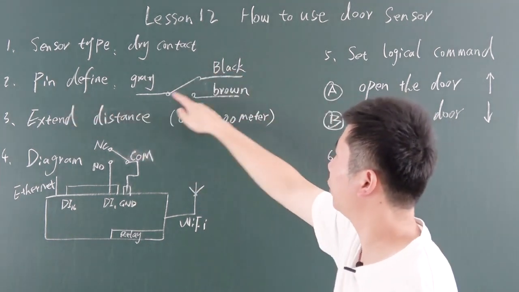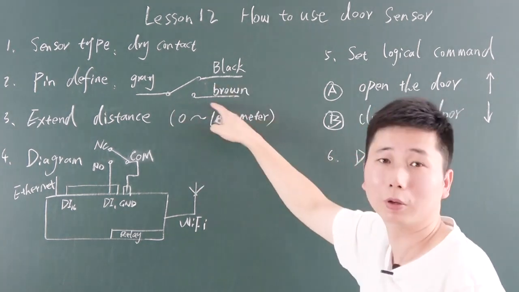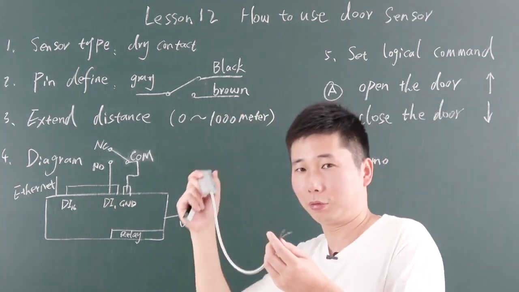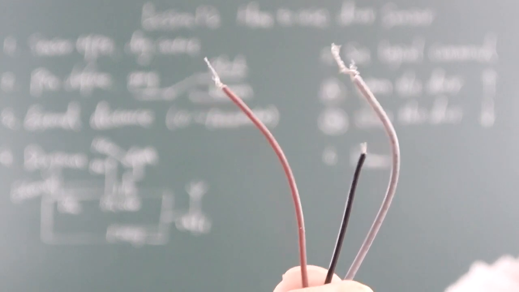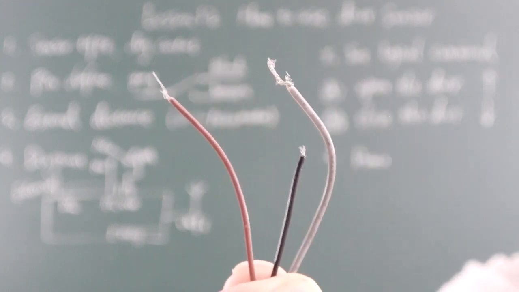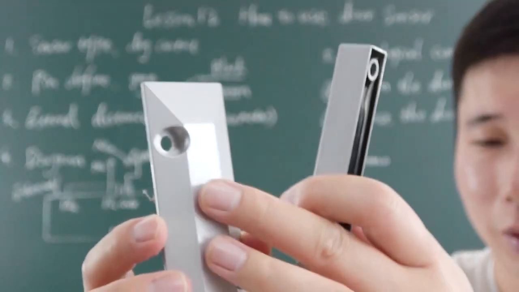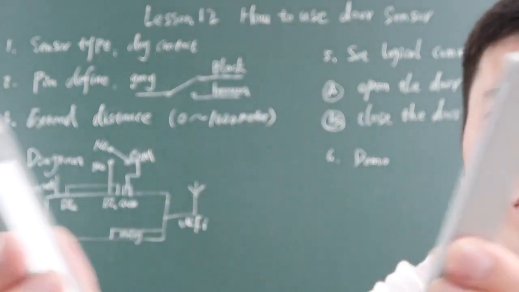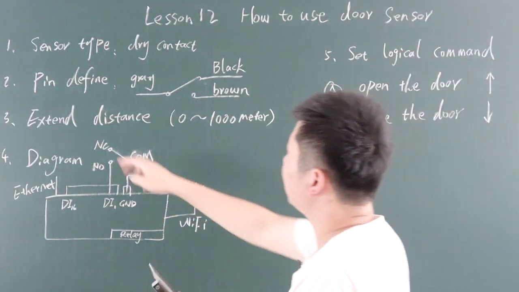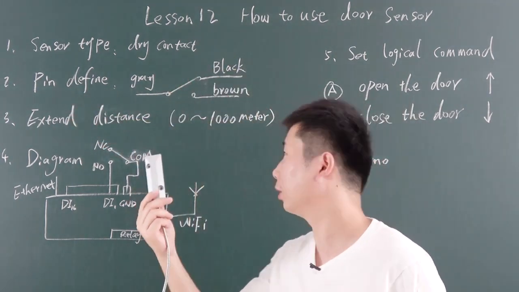Like the pin define, we can see there are 3 points, just like a switch: COM, normal close and normal open. You can see it has 3 lines. The green is the COM, and the black and the brown are normal open and normal close. This is the signal output from this door sensor. These 2 parts have a magnetic part inside, so you can detect open and close. So this is the pin define, just 3 lines. I think you will understand this sensor output easily.